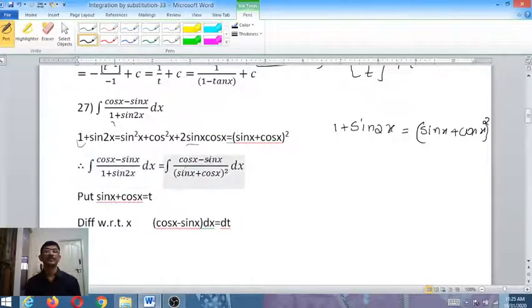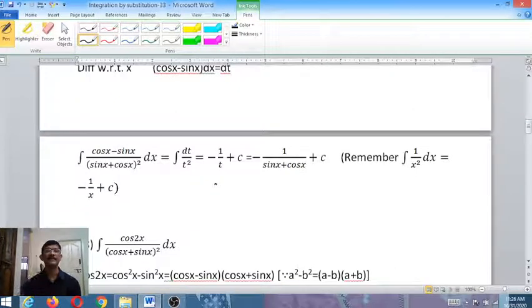So we see here the numerator as it is, and the denominator 1 plus sin 2x is changed to (sin x plus cos x) whole square, right? Now look here, you know the derivative of sin x is cos x, and the derivative of cos x is minus sin x. So take sin x plus cos x equals t, differentiate with respect to x: cos x minus sin x into dx is dt. So the numerator (cos x minus sin x) dx will be dt, and the denominator is t square, so it is dt by t square.